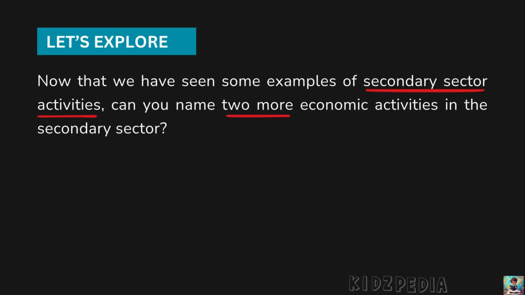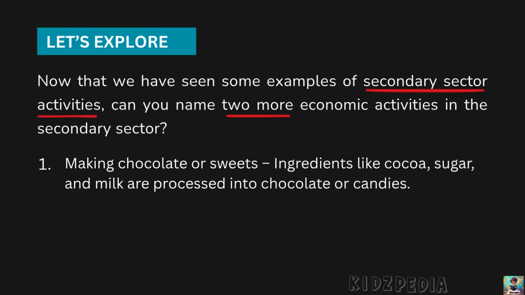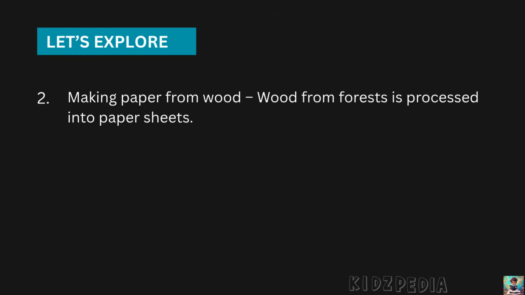Remember, these activities take raw materials and make something new. They can include manufacturing, construction, or providing utilities like water, electricity, or gas. You can write like making chocolate or sweets. Ingredients like cocoa, sugar, and milk are processed into chocolate or candies. Making paper from wood. Wood from forest is processed into paper sheets. So these are secondary sector activities because they take raw materials from nature or the primary sector and turn them into useful products.